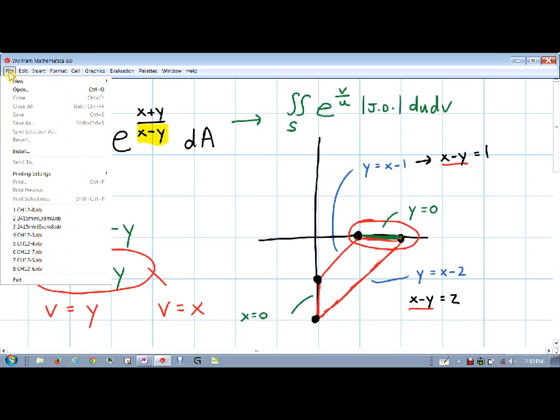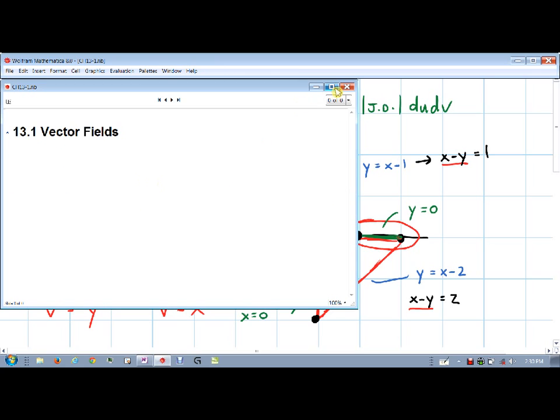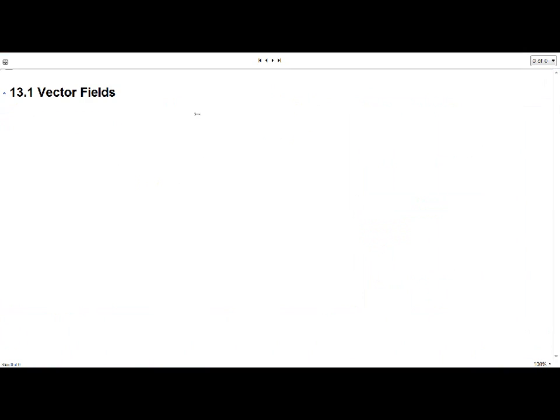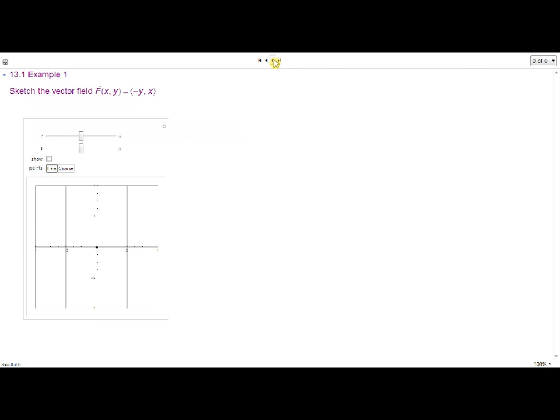All right, we're going to start 13.1. Vector fields. So a vector field in two-dimensional space. Let D be a set in the plane. A vector field on D is a vector function, capital F, that assigns to each point x, y in D a two-dimensional vector f of x, y.